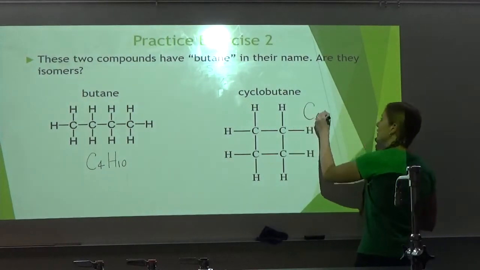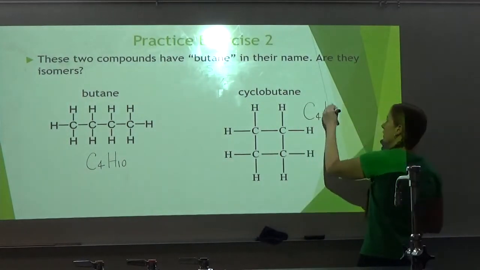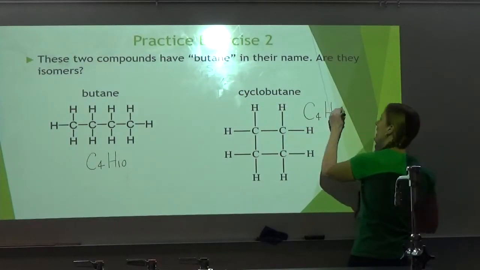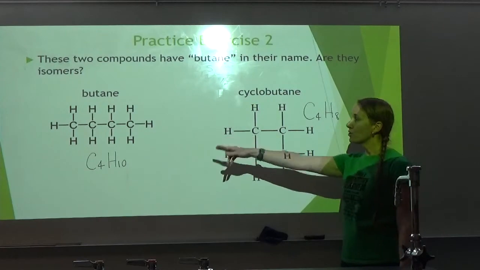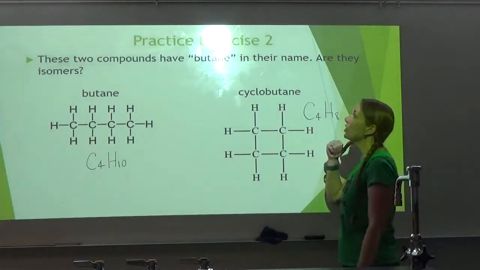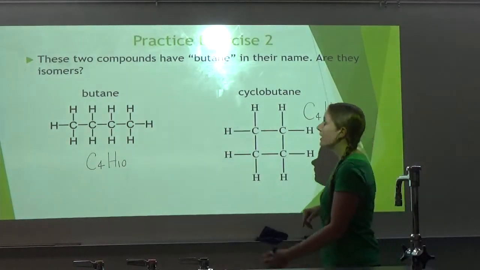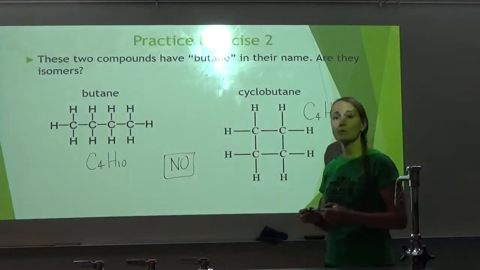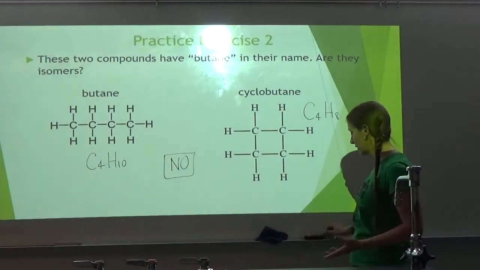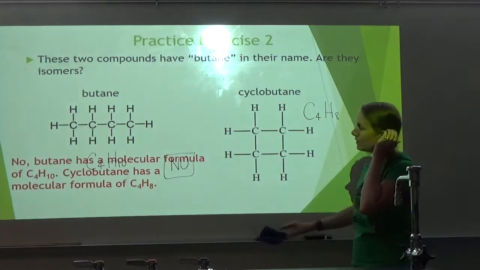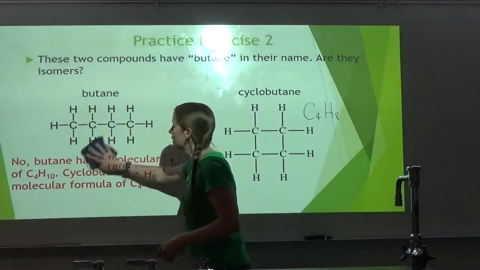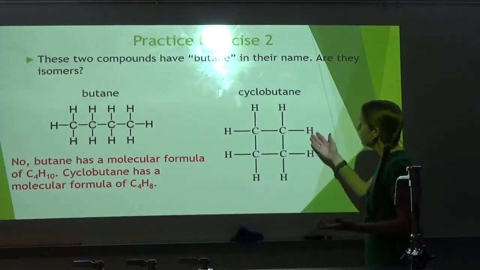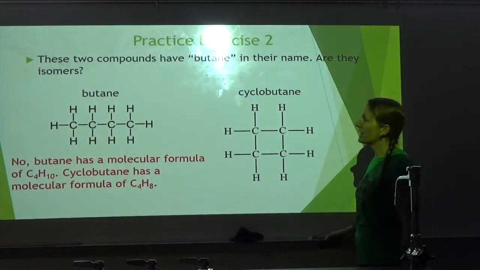Cyclobutane still has 4 carbons, 1, 2, 3, 4, but it has 1, 2, 3, 4, 5, 6, 7, 8 hydrogens. So are the molecular formulas the same? No. So these are not isomers. They are not isomers because they don't have the same molecular formula. Butane has the molecular formula C4H10, whereas cyclobutane is C4H8.